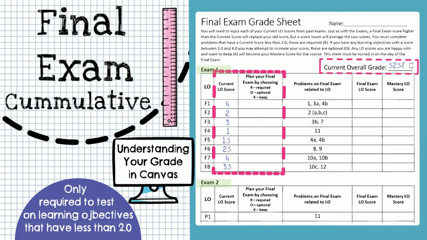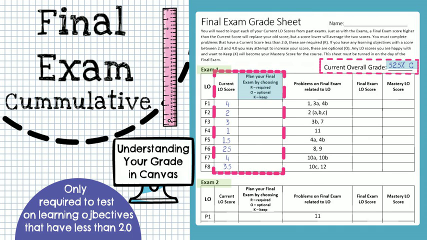Now let's look at a student's scores. This student has filled out the current overall grade and current learning objective scores. We can see the student's scores show as a 52.5% in Canvas, which is equivalent to a C in the grading rubric. The student must now decide which learning objectives they are required to do, which are optional and they would like to attempt to improve, and which scores they can plan to keep. To do this, students write R, O, or K in the third column.